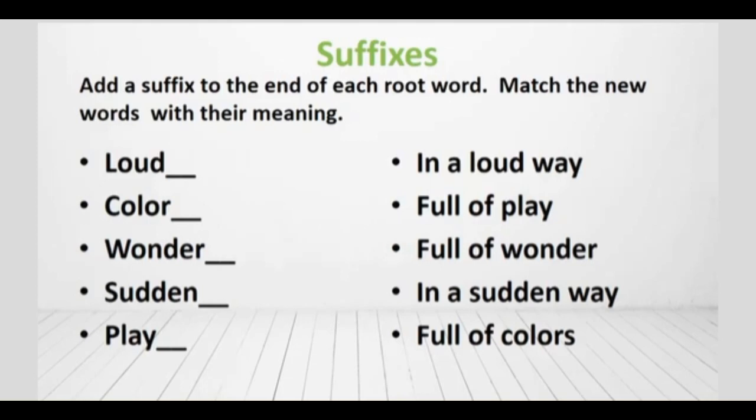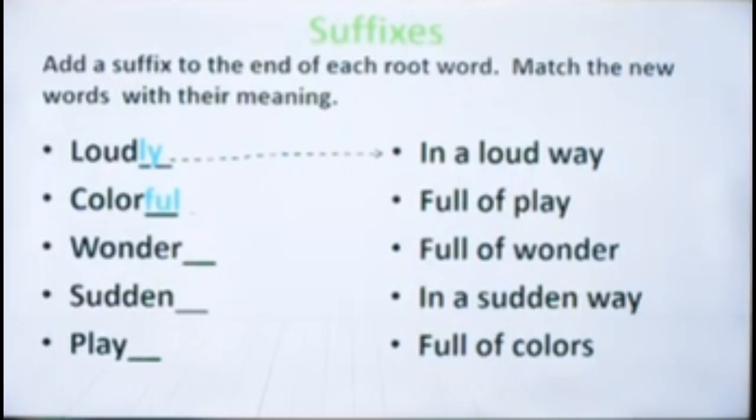First one, loud. Say loud: in a loud way, or loudly. What does loudly mean? We said in a loud way. Is it color or full of colors? Say color, full, yes. The meaning, full of colors. Wonder, full of wonder means wonderful.